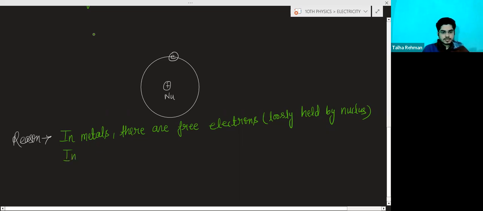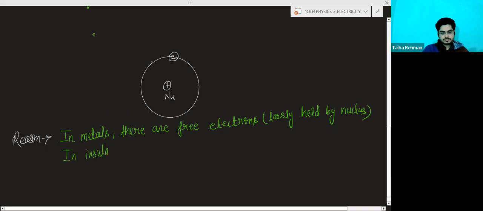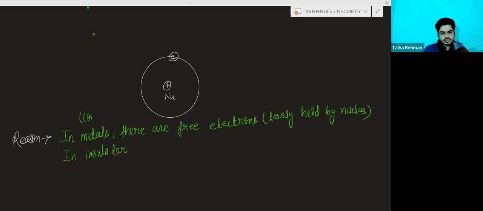In insulators, so metals means you can say conductors also. In conductors, there are free electrons. In insulators, there are no free electrons. Why are there no free electrons? Because the electrons in the insulator are tightly held by the nucleus.